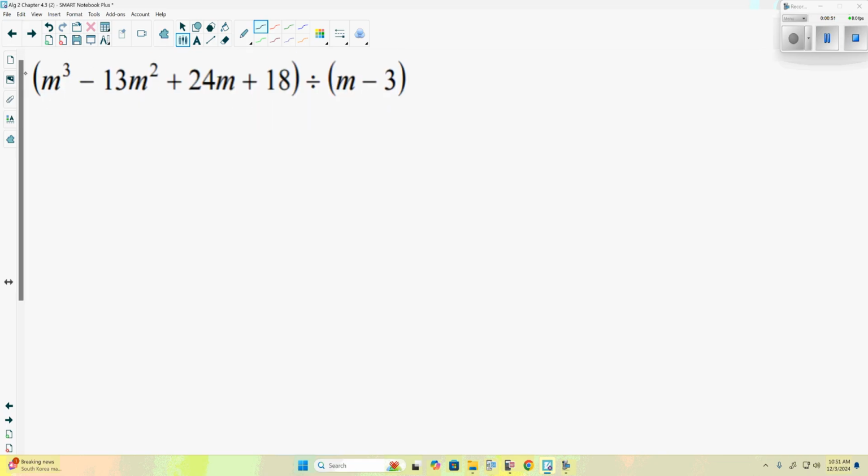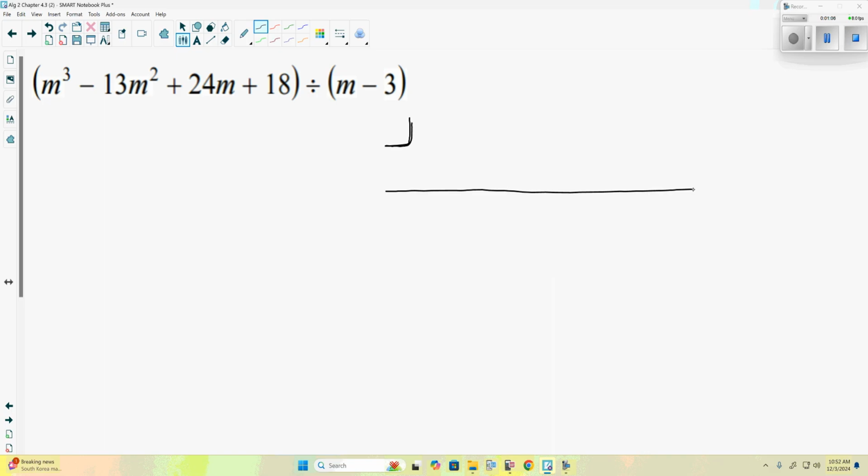So when we do synthetic division, there's a few main steps to it. The first is getting the problem set up. Now, the way we set the problem up is first, we're going to draw what I call kind of the little cubby and a line. This is the main setup for the problem. So we draw our cubby and our line. All right?